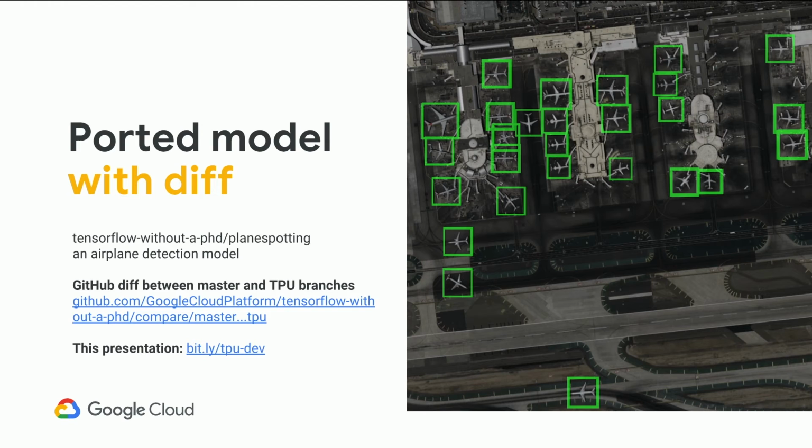I have actually ported my own plane spotting model from the TensorFlow Without a PhD series of talks. And you can find it on GitHub. And if you click on this link, it will show you the diff between the TPU and the non-TPU version on GitHub so that you can have an idea of what's going on.